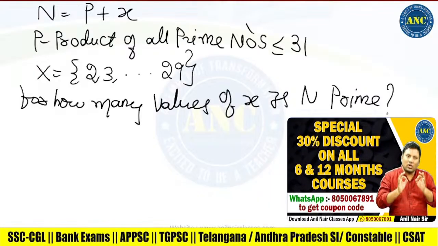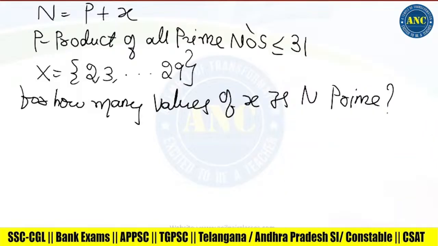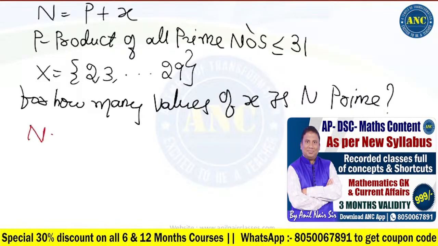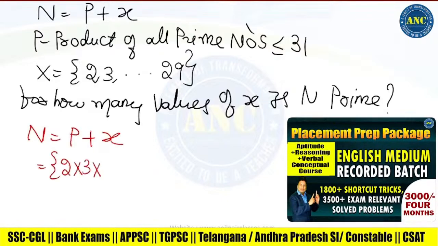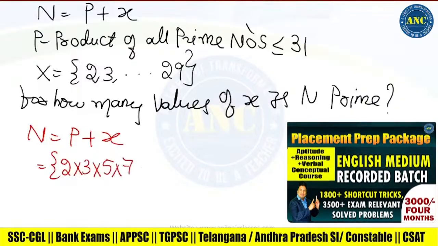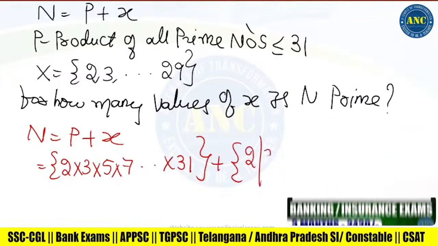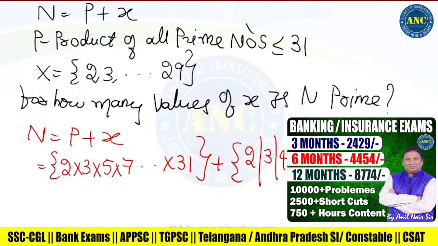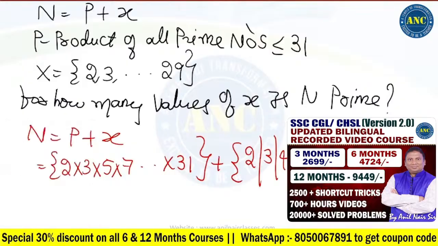Another model. N is equivalent to P plus X. P is the product of all prime numbers less than or equal to 31, that is 2, 3, 5, 7 and so on up to 31. X lies in the range, it can be 2 or 3 or 4 up to 29. For how many values of X is n prime?